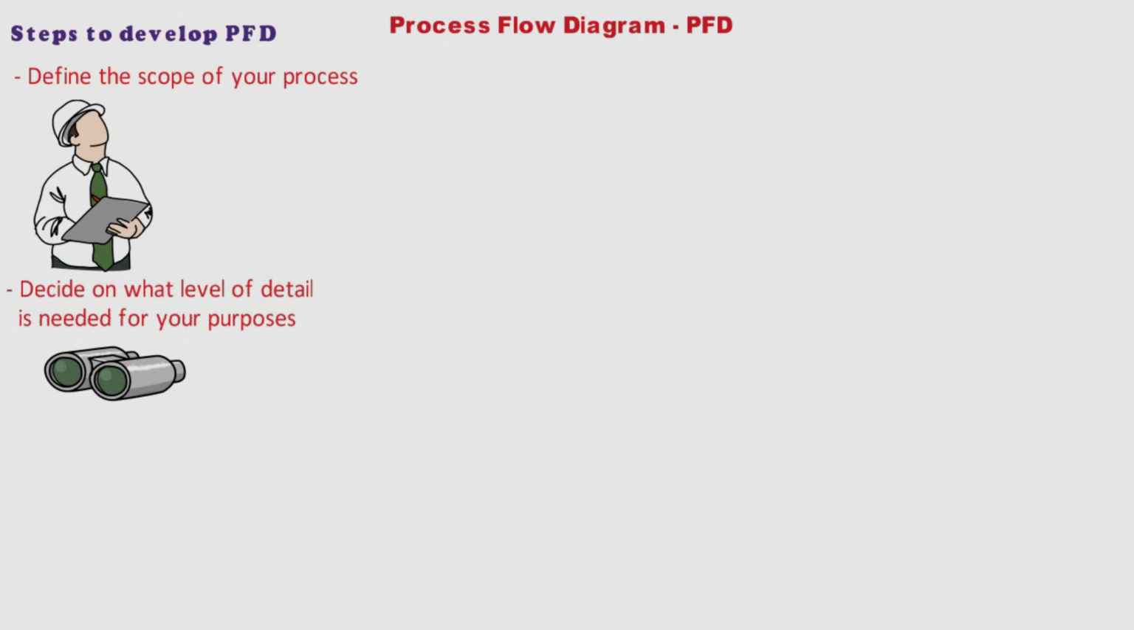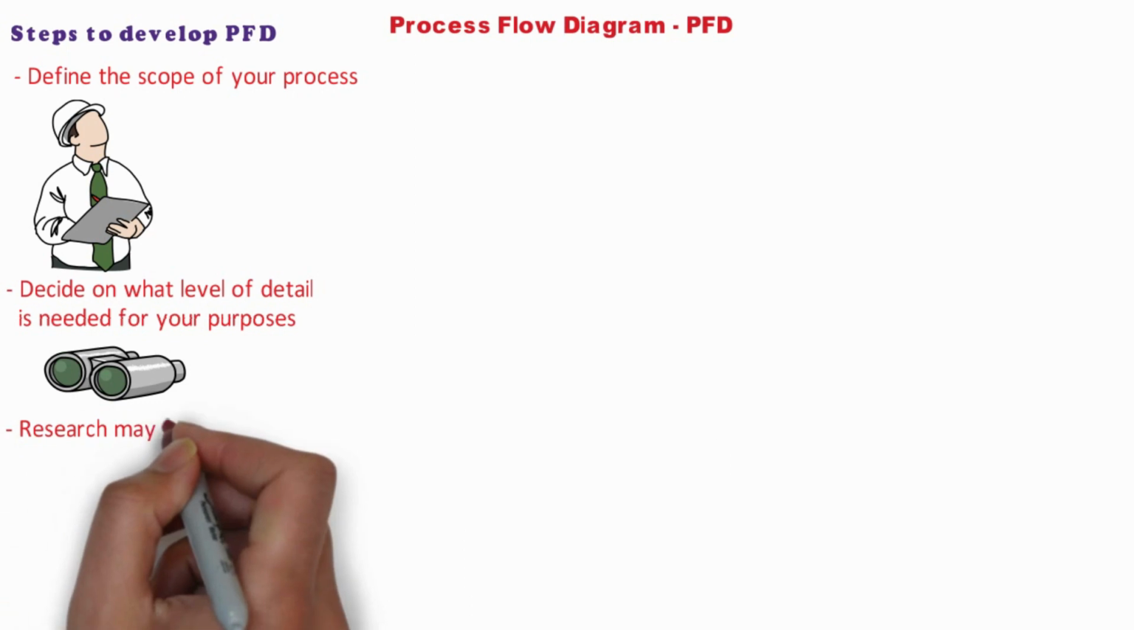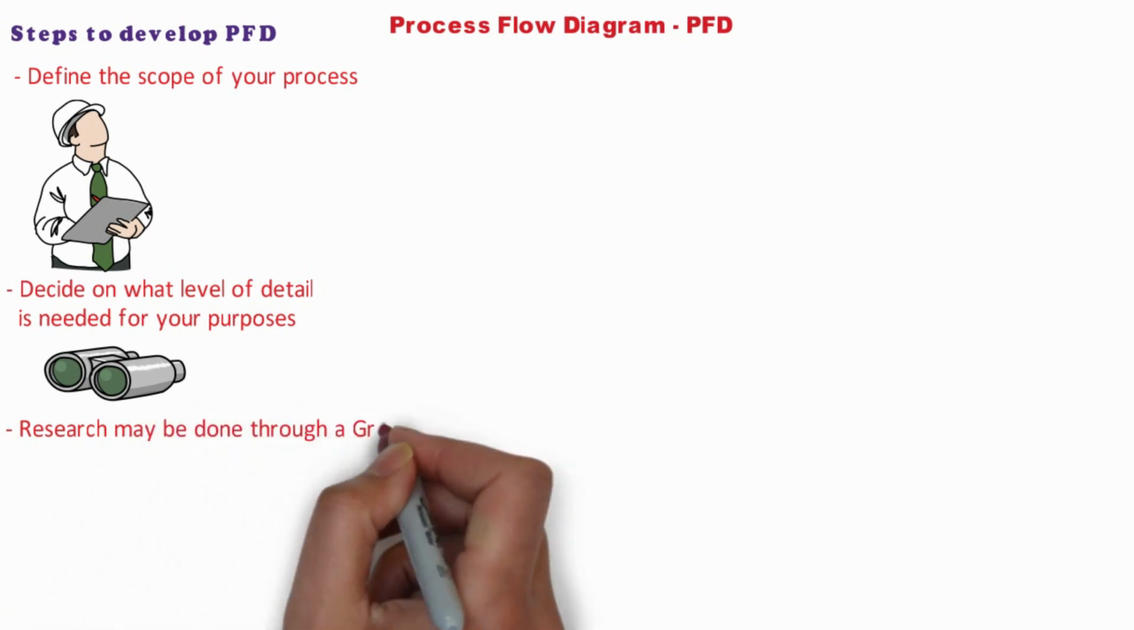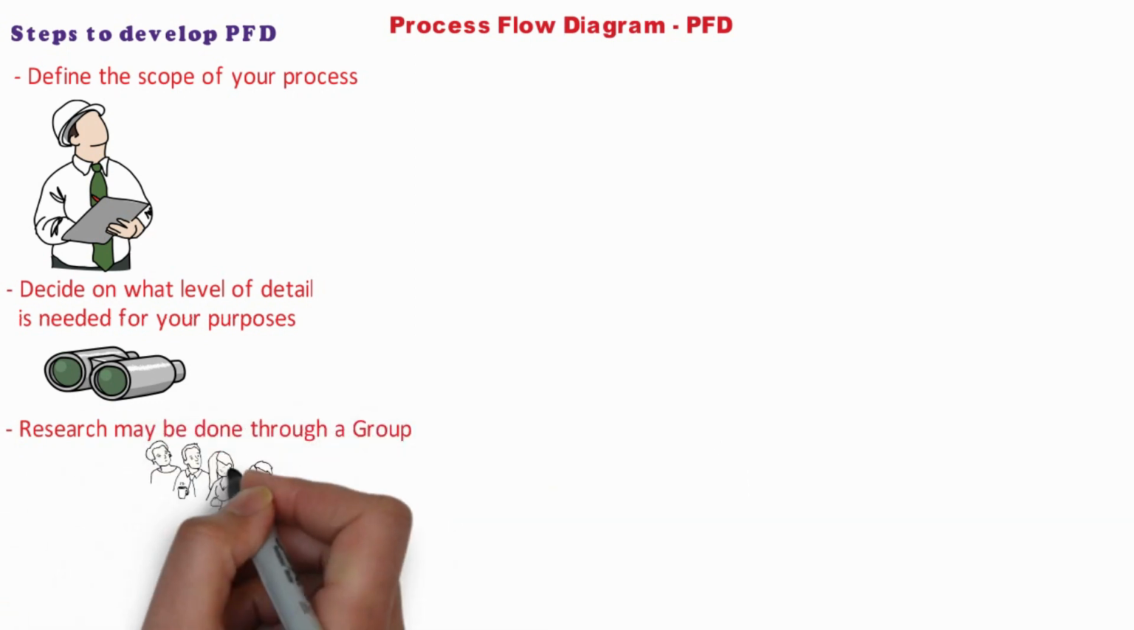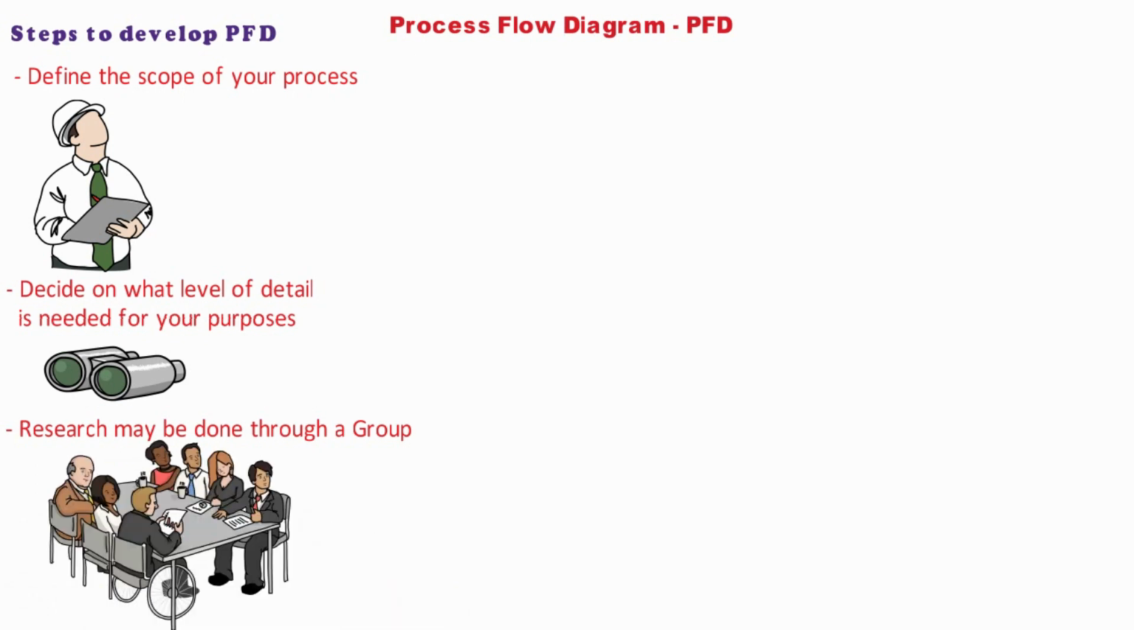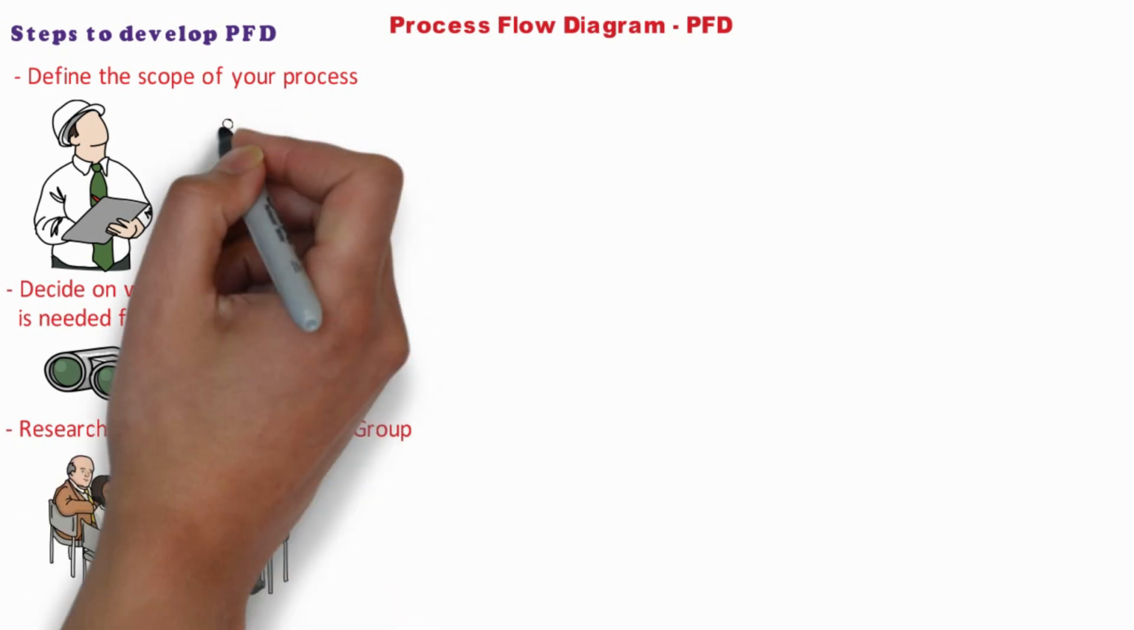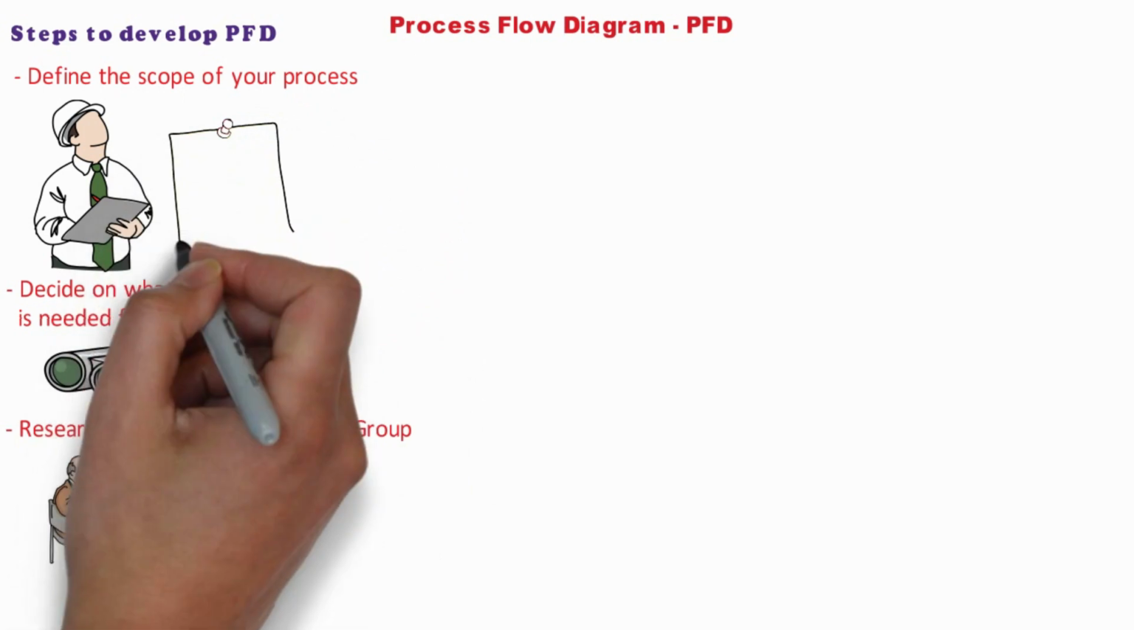Third, for an advanced process such as at an industrial plant, the research may be done through a project team, quality control group, or a consultant. For a smaller, more basic process, you might do this yourself, perhaps even starting with sticky notes.